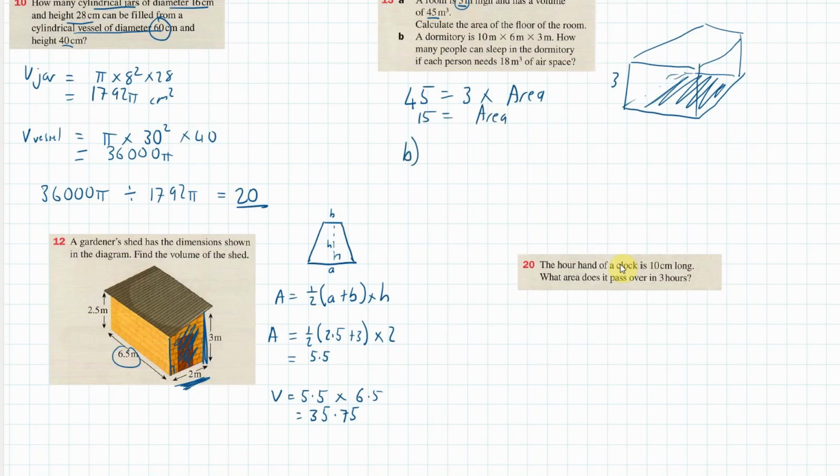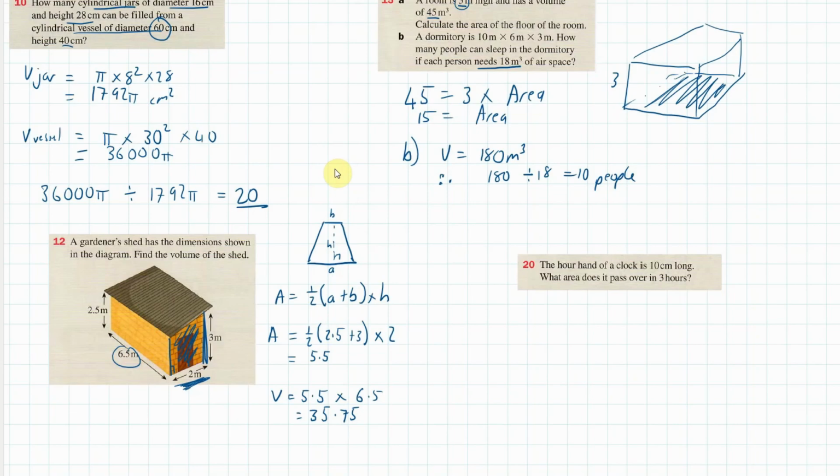Part B. Now a dormitory is 10 by 6 by 3, so that means the volume is 10 times 6 times 3, which is 180 meters cubed. And we know each person needs 18 meters cubed of airspace. Therefore, how many people can we have? We go 180 divided by 18 equals 10 people.